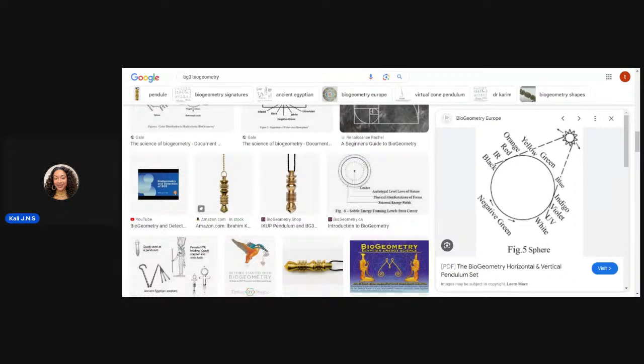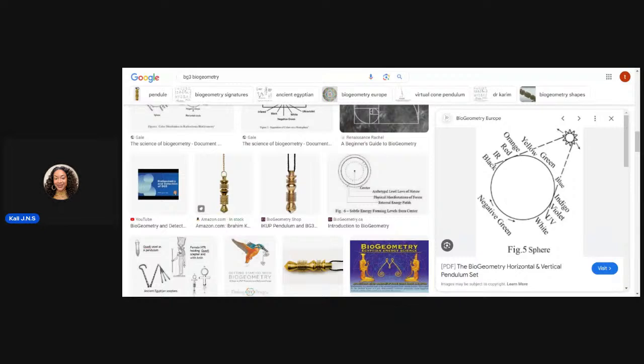And today's topic is negative green energy and biogeometry. So, we're going to talk about a very ancient science, and it's very interesting stuff here. I want to break this down for those of us at the beginning stages of understanding electromagnetism, or if you're advanced, this would be something you're interested in as well.